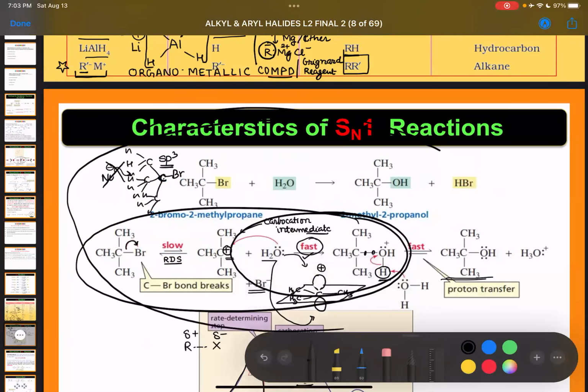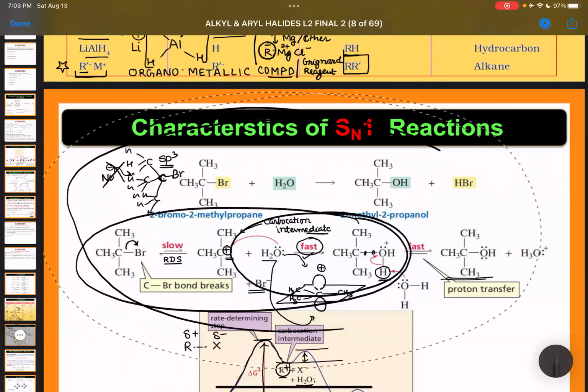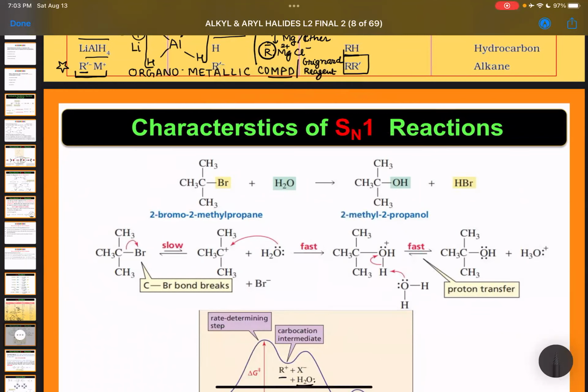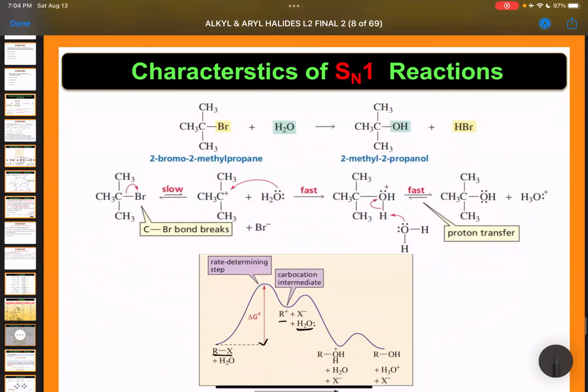Any idea? Yeah, Mohammed, tell me. If there are two things which are involved, why is it called unimolecular? There are two molecules. Yeah, Vamsi. So the reaction happens one by one, separately.